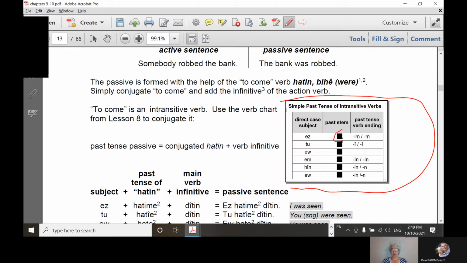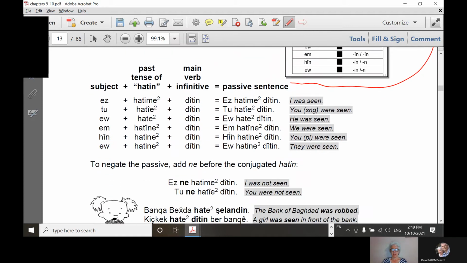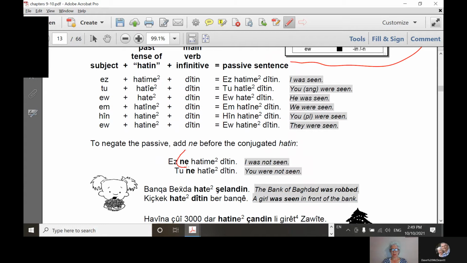Your past stem is going to be hot, because hatin is your infinitive, and you get rid of the in, and that's the past stem, hot. And then if you negate it, you add na before it. Okay. Now, this first example here, I was not seen. You were not seen.